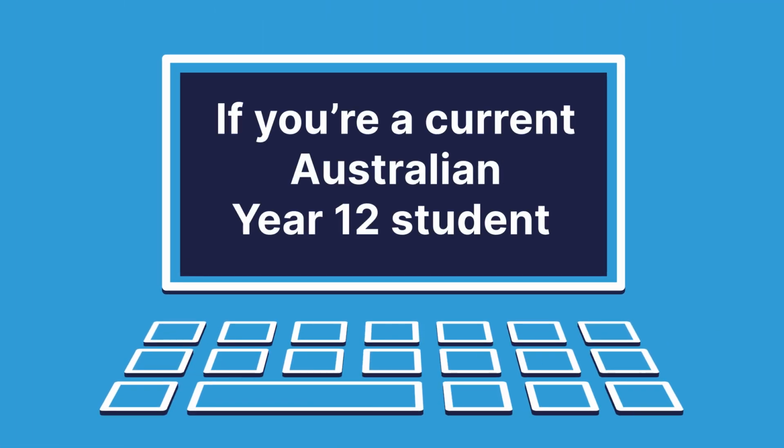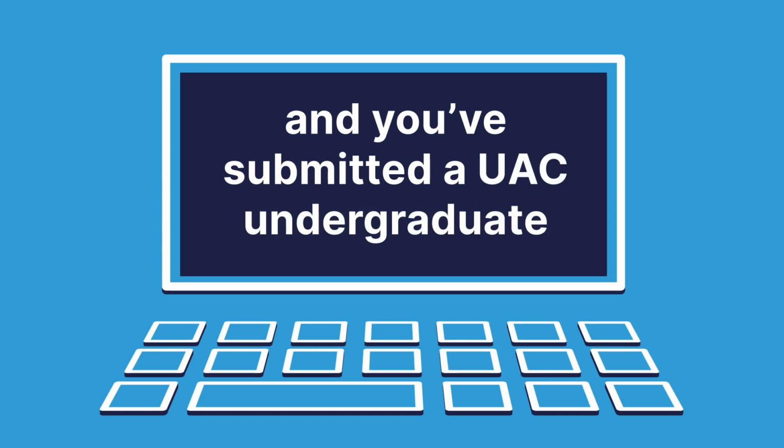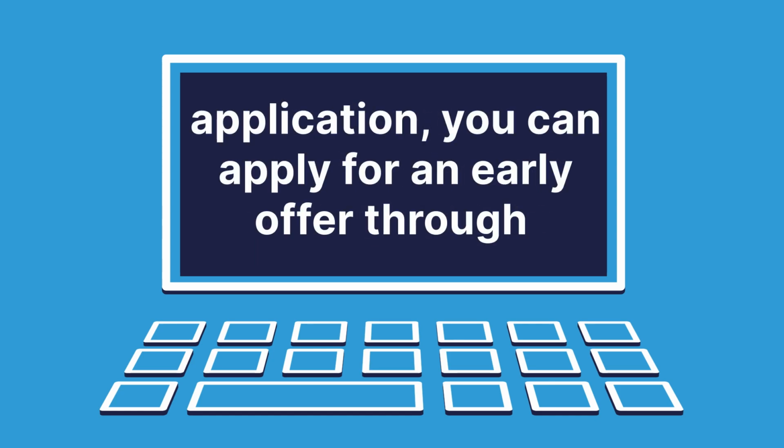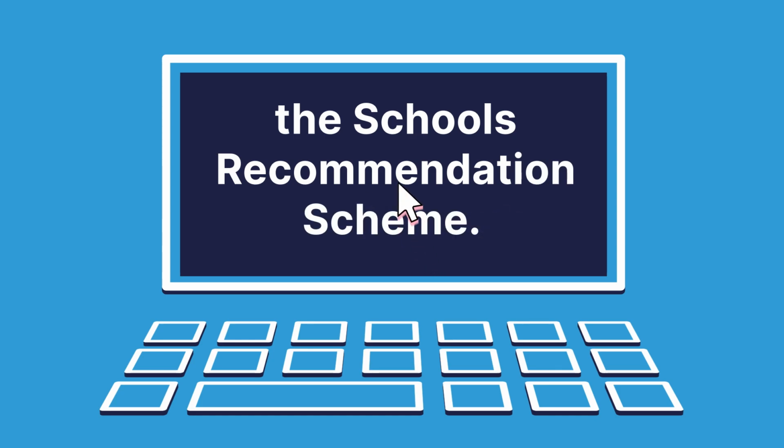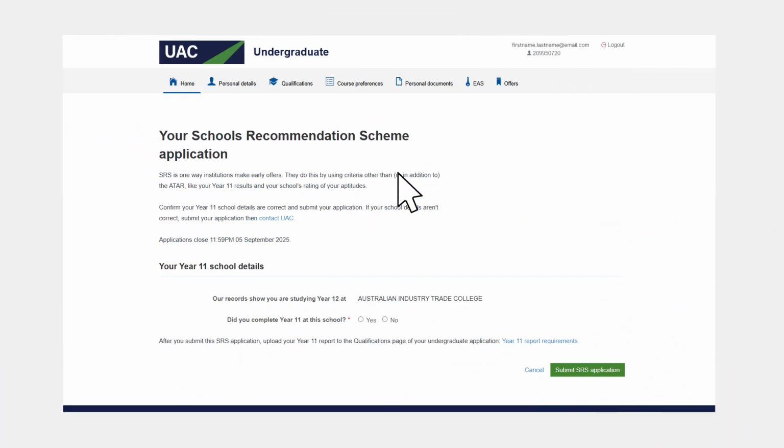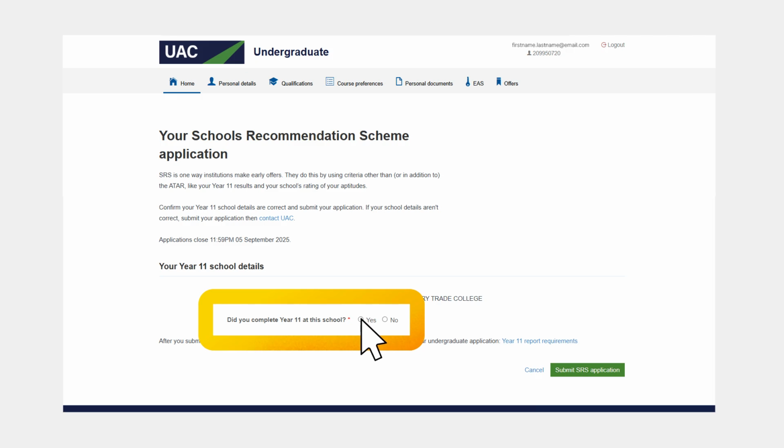If you're a current Australian Year 12 student and you've submitted a UAC undergraduate application, you can apply for an early offer through the school's recommendation scheme. If you are completing Year 12 in another state or you're an IB student, tell us where you completed your Year 11 studies. Then follow the prompts to submit your application.